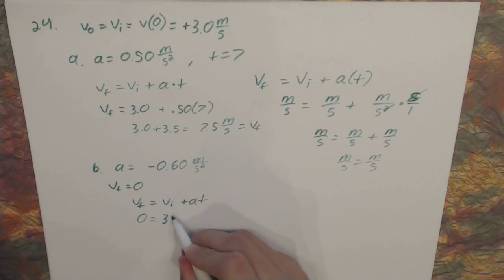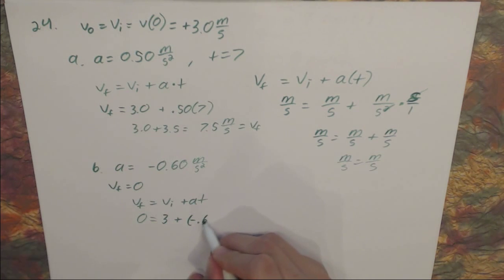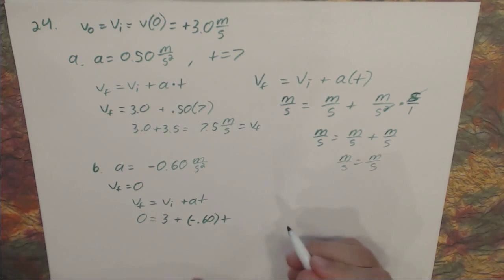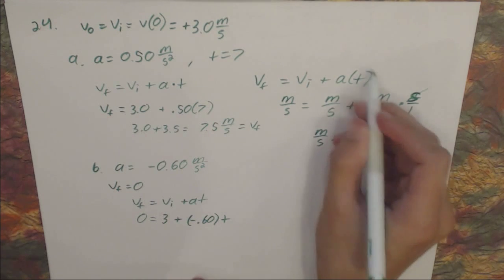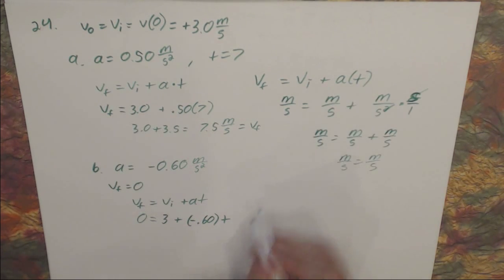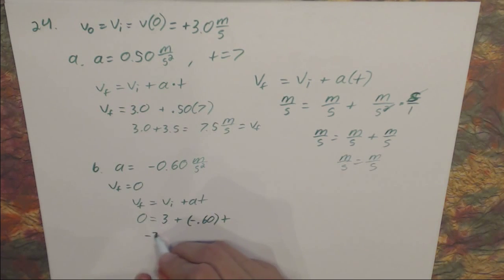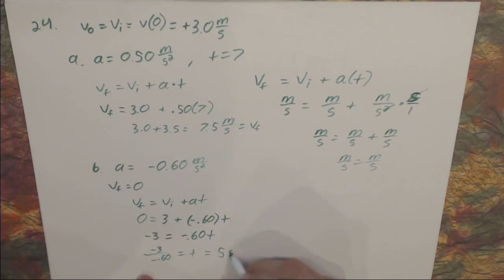So 3 plus our acceleration, which is given right here, negative 0.60, times time, which is what it's asking for. So again, this is just testing the knowledge of the same equation. It's just giving you different variables, and it wants an answer. So negative 3 equals, and it's just plug and chug from here. Just do the algebra real quick. So then negative 3 over negative 0.60 equals time equals 5 seconds.